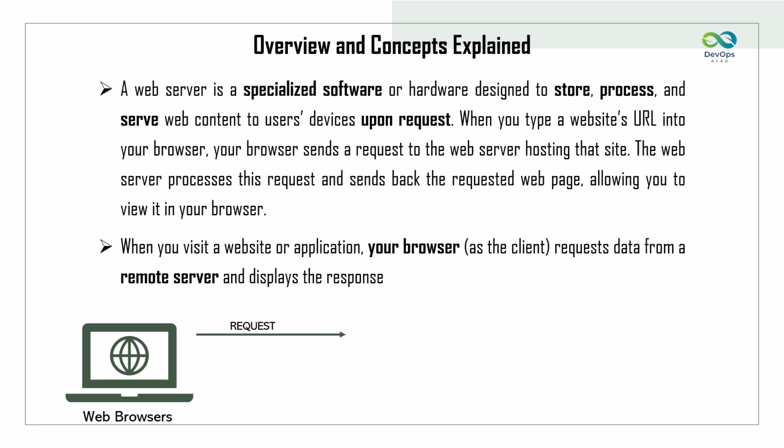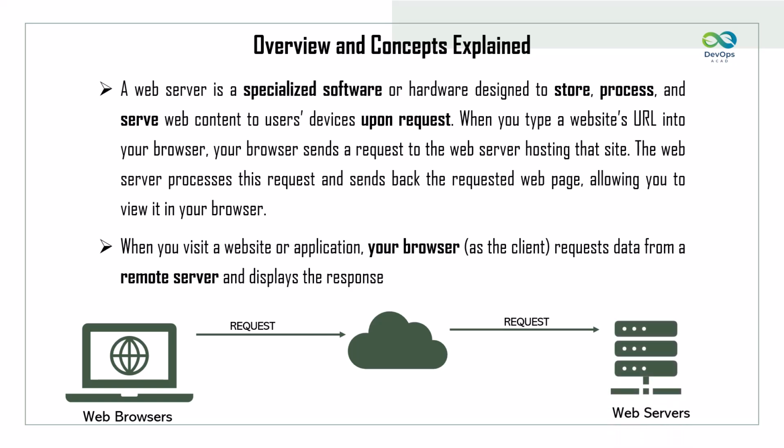Now, that request will go through the internet and then get to the web server. The web server looks at your request. If what you are requesting is available, then it sends a response back to the web browser, and then you can access the content that you have requested. So basically, a web server is a specialized software, and specialized means that it is designed to store, to process, and to serve web content.